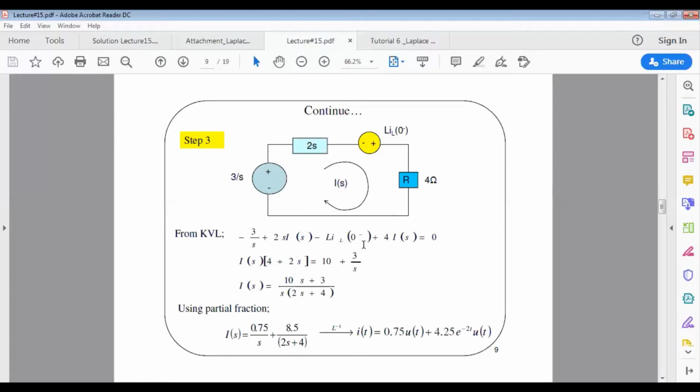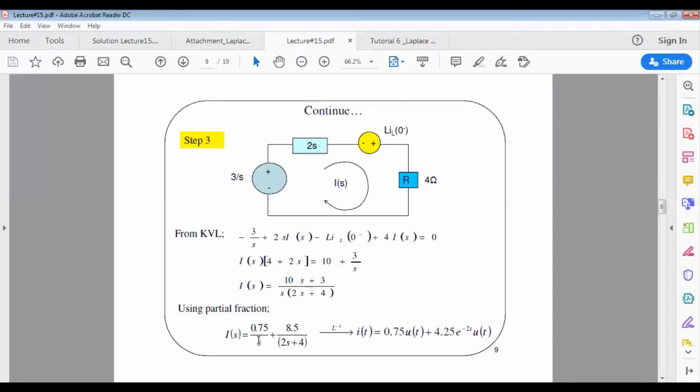So I've mentioned just now that Li(0 negative) is 10. So by then we're going to have I(S) times (4 plus 2S) equals 10 plus 3 over S. You can prove these equations on your own. You're going to have I(S) equals (10S plus 3) over S(2S plus 4). This is where you need to use partial fractions. Partial fraction for this I(S) can be written, you can prove on your own, as 0.75 over S plus 8.5 over (2S plus 4).